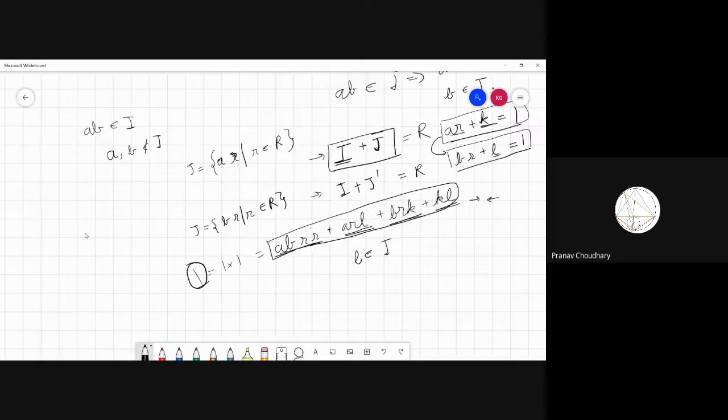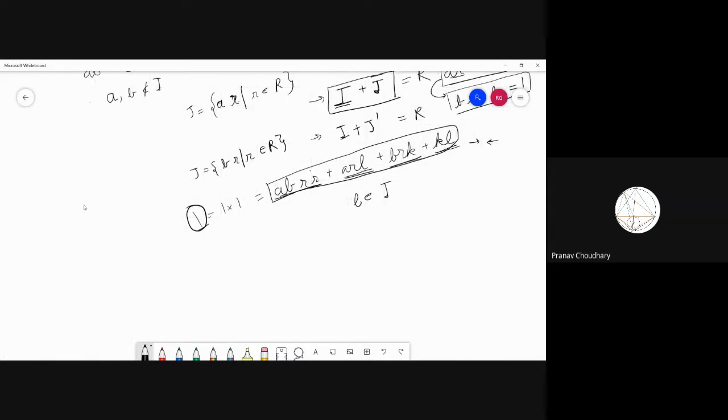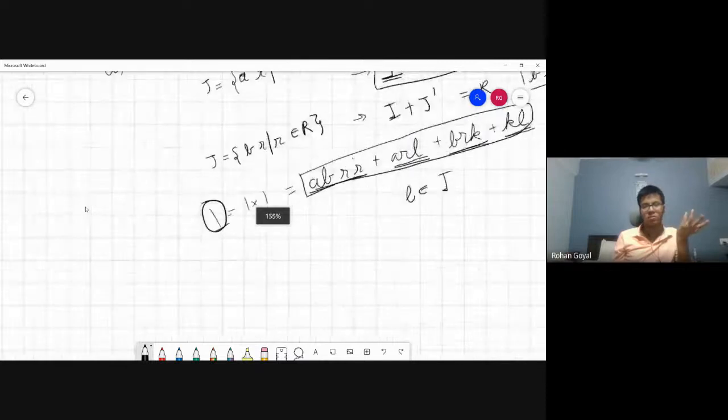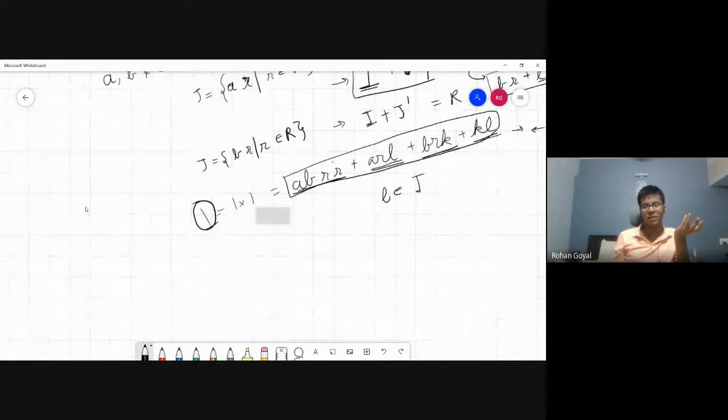So what if the maximal ideal is the ring itself and no other ideal exists? Then you can't define a maximal ideal, right? A maximal ideal is an ideal which is not the ring itself, and there is no ideal between the ring and this ideal.